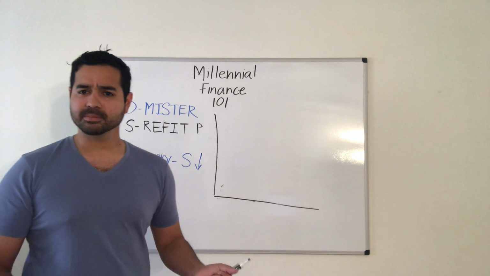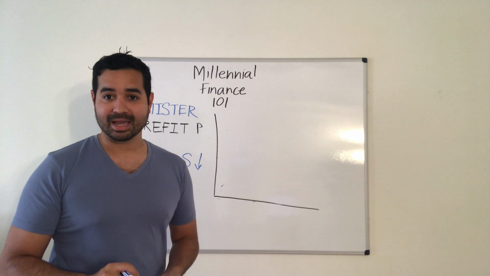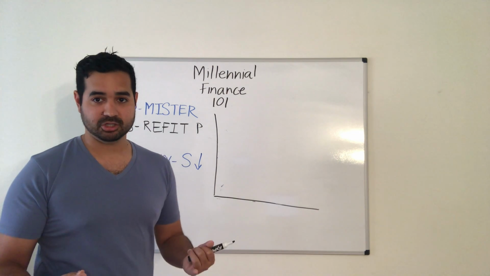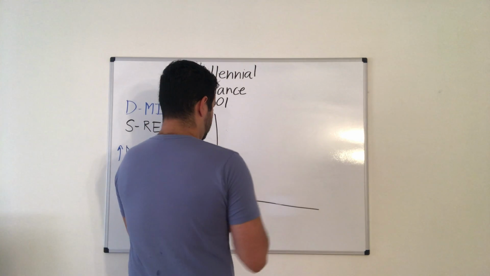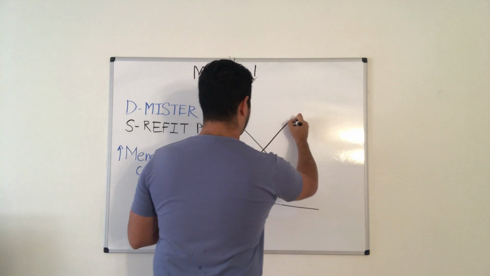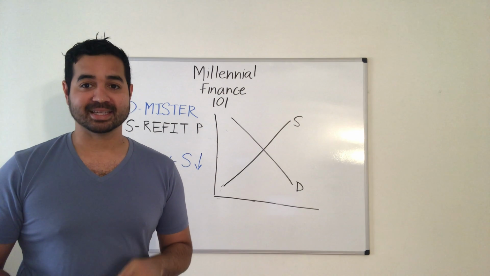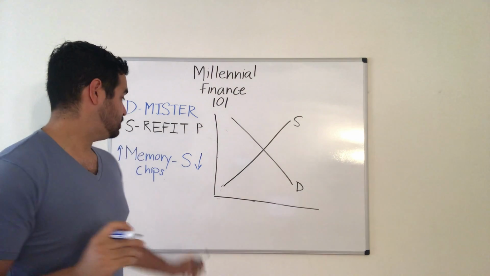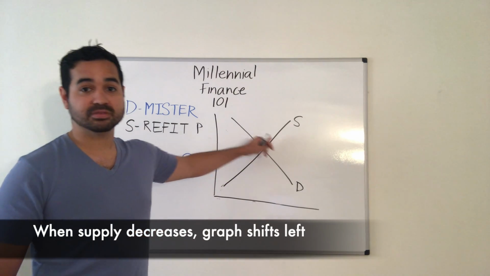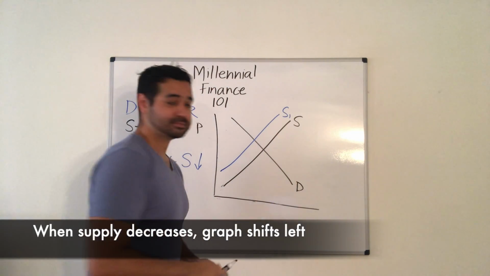Now, let me show you how it's going to look on a supply and demand curve. If we only have one shift, we can make conclusions based on price and quantity after the shift. So let's see what we got. We're always going to start again. Demand downward sloping, supply upward sloping. The memory chips is only going to affect our supply curve. So as we said, it's going to go down. When supply goes down, the graph shifts up and to the left. So our new graph is going to look like that.